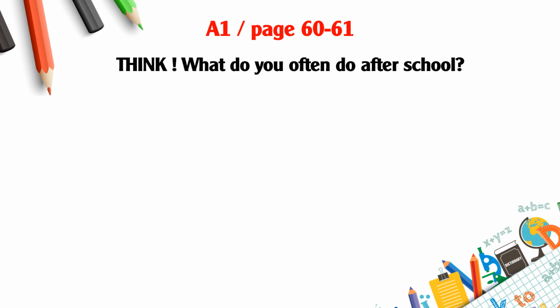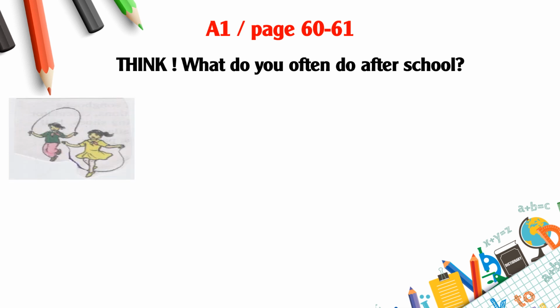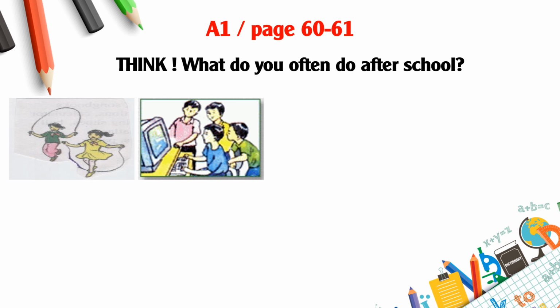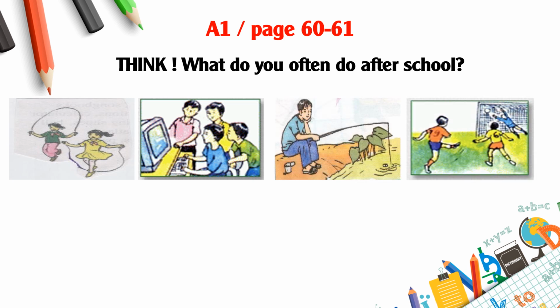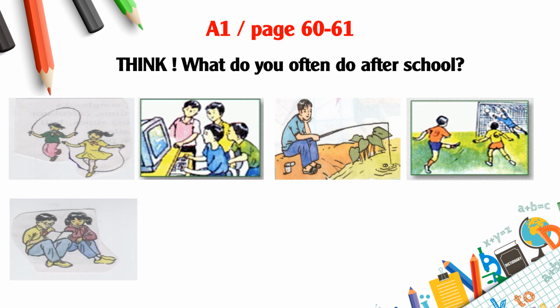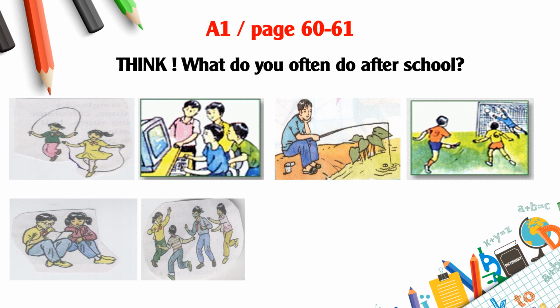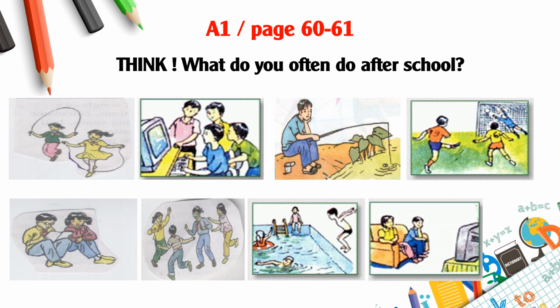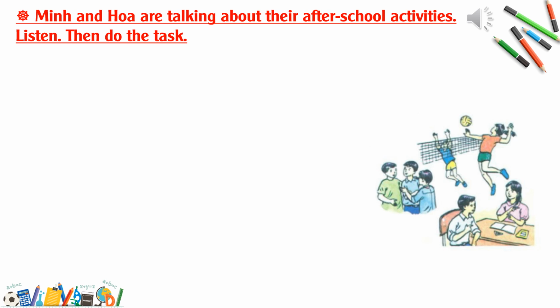Now we will start the lesson with Part A1 on page 64 and 65. Let's think. What do you often do after school? After school, you can skip rope, play video games, go fishing, play soccer, read comics, play hide and seek, go swimming, or watch TV. So many things that you can do after a school day. And now, we meet Minh and Hoa. They are talking about their after-school activities. Now listen to their dialogue and then do the task. Let's start.